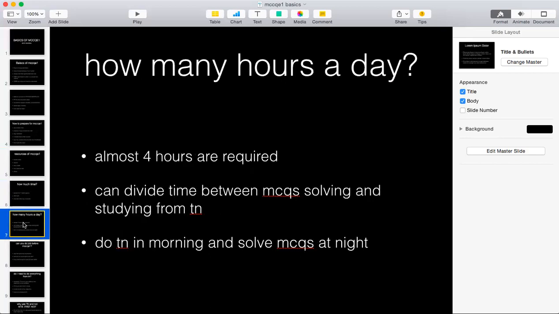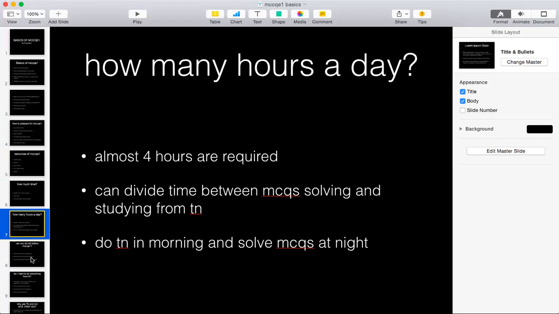How many hours a day? Almost 4 hours are required. You can give more than that, you can give less than that. It's totally up to you. You can divide time. Let's suppose you are giving 4 hours in a day: divide that into 2 hours for MCQs and 2 hours for studying Toronto Notes. Do Toronto Notes in the morning and solve MCQs at night to test your knowledge.